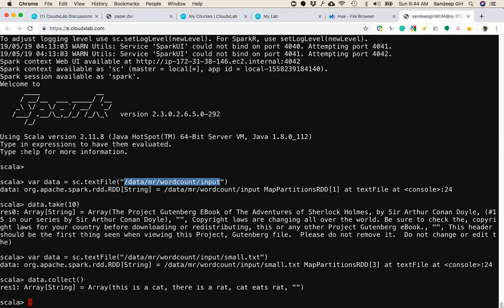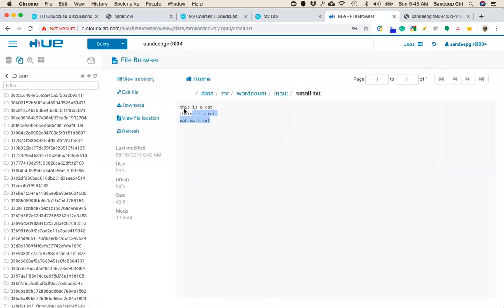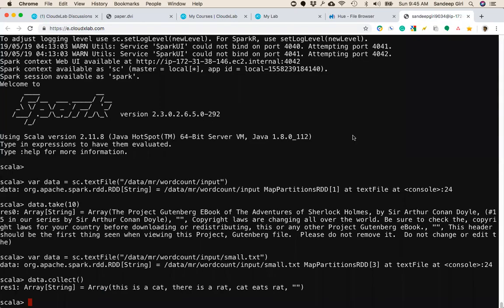You can see this is a small file. This is a cat, there is a rat, and that's it. If you take a look at this file, this is what it is. So we are able to read the data from here.